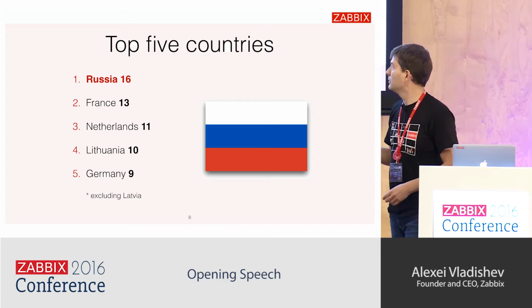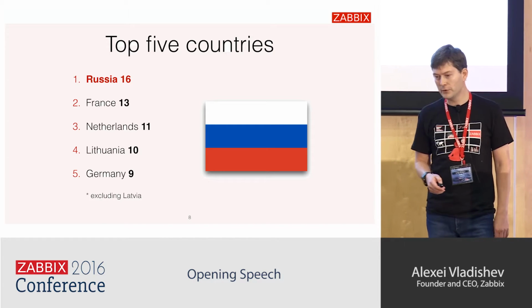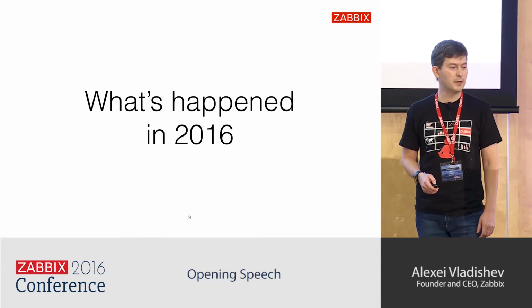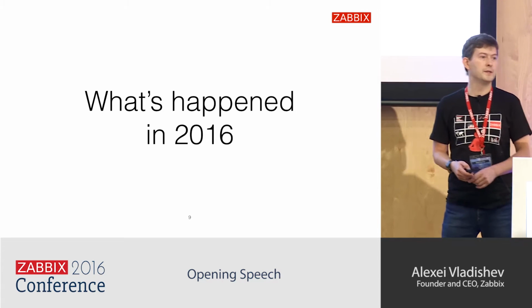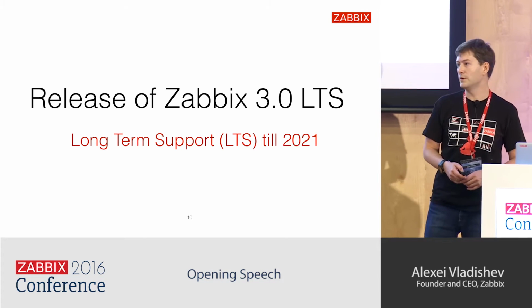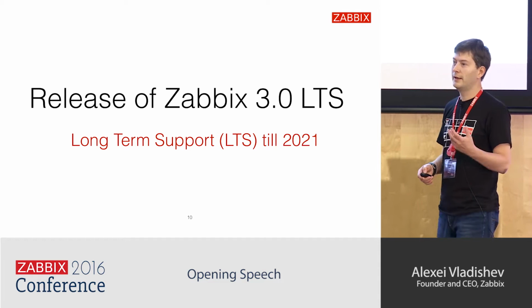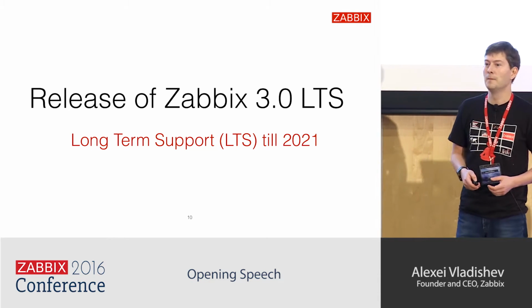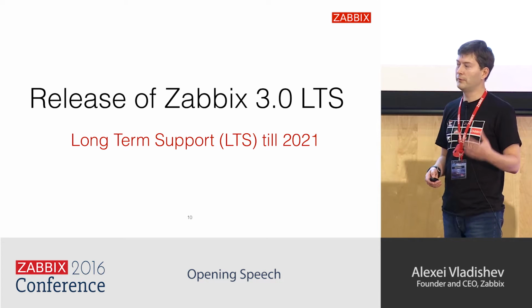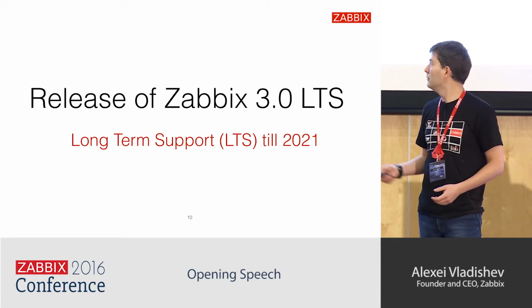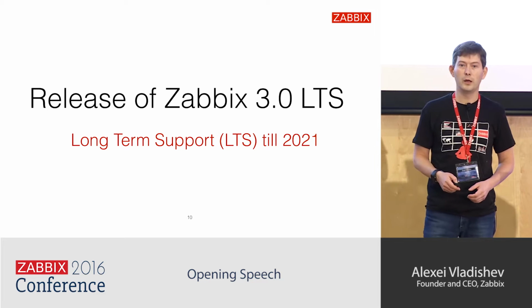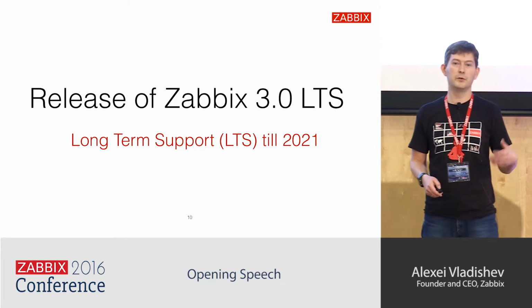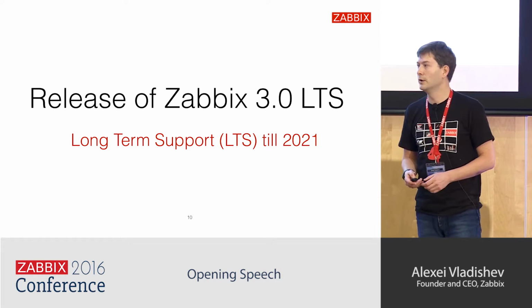Okay, so what happened this year? First of all, in February this year, we released Zabbix 3.0. This is an LTS release. LTS stands for long-term support, so this release will be supported till 2021. So if you prefer stability, use 3.0 and you'll be fine. You don't have to upgrade your system every 6 months.